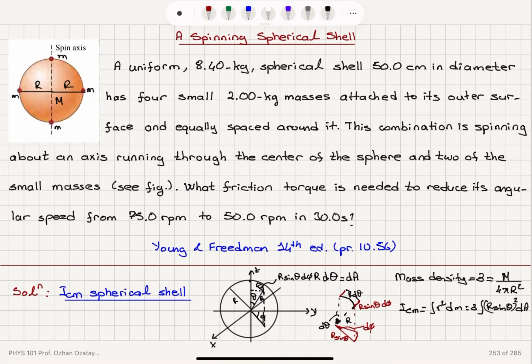Okay, now to summarize, we have a spinning spherical shell. There are four masses equally spaced that are attached to its outer surface, and two of these masses are on the spin axis, two of the masses are at a distance capital R from the spin axis, and this starts spinning around the spin axis. What friction torque is needed to reduce its angular speed from 75 rpm to 50 rpm in 30 seconds?